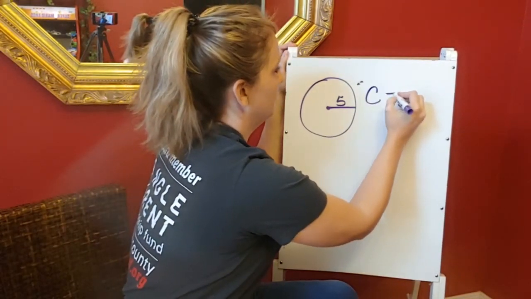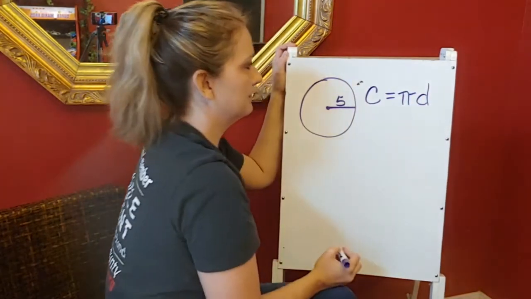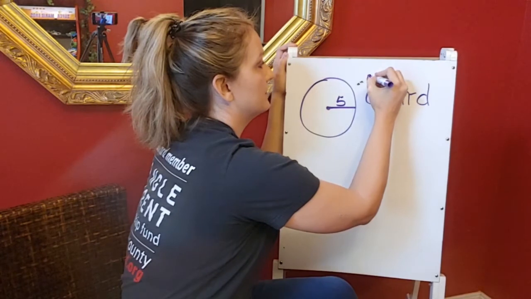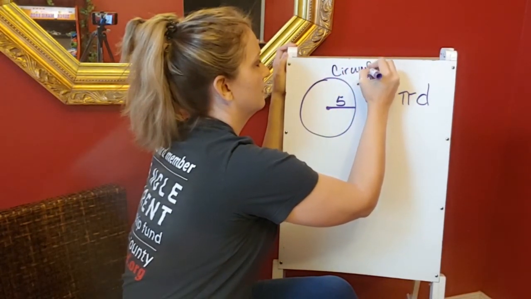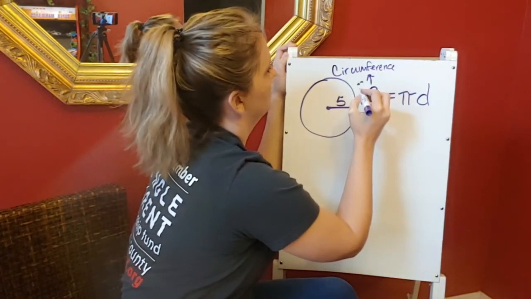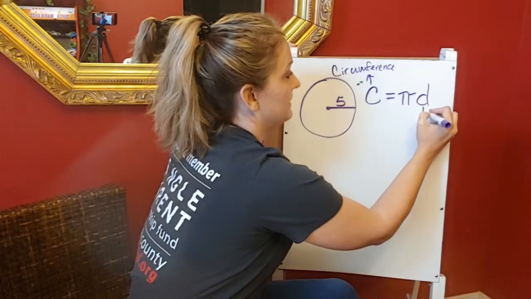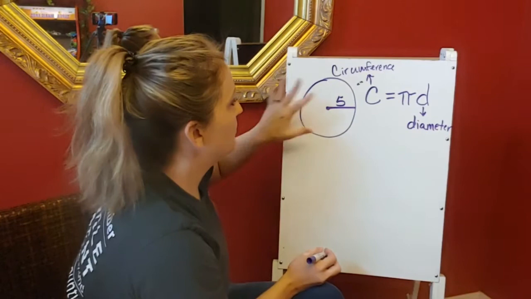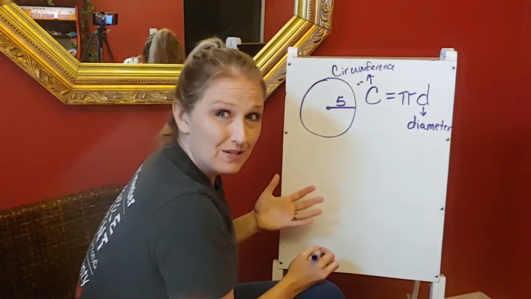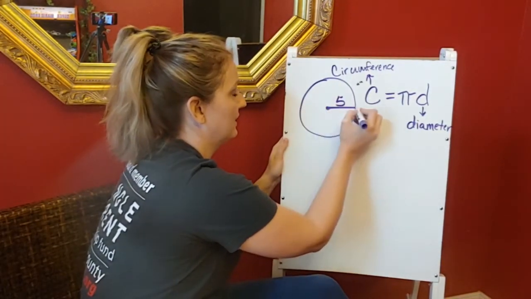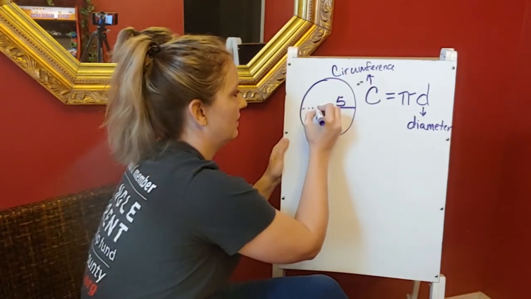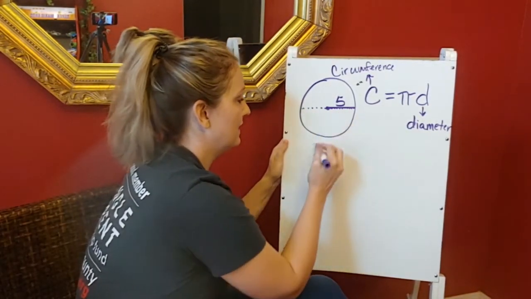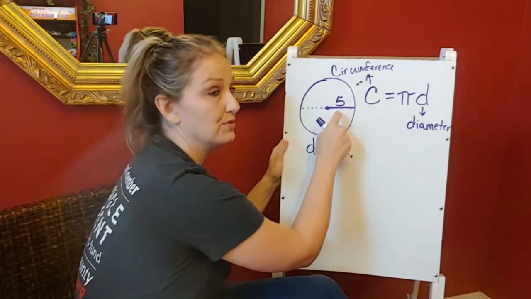Now the formula to find circumference is C equals pi d. Okay, so circumference equals pi times d, and d is your diameter. So C is circumference, and D is your diameter. Okay? So for this circle, I'm given the radius. That's halfway across my circle. My diameter, however, is all the way across my circle. I need to know what this distance is all the way across. Okay, that's your diameter. So if half the distance is 5, then my diameter for this circle is 10, because it's 2 times whatever the radius is.